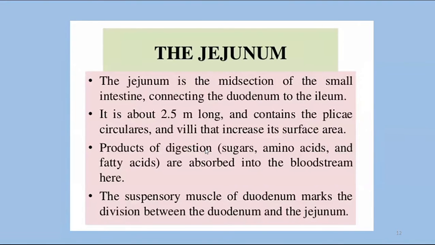Next is the jejunum. The jejunum is the midsection of the small intestine connecting the duodenum to the ileum. It is about 2.5 meters long, and contains the plicae circulares and the villi that increase its surface area. Products of digestion are also absorbed into the bloodstream here, so sugars, amino acids, and fatty acids are absorbed in this area. Again, the suspensory muscle of the duodenum, the ligament of Treitz, marks the division between the duodenum and the jejunum.